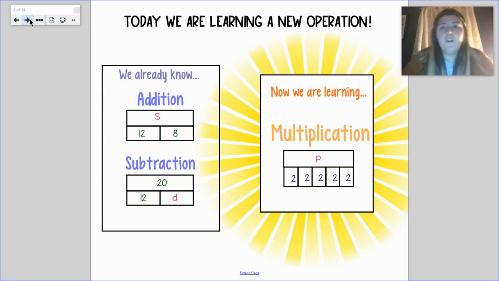All right, today we are learning a new operation. This is just review. We have already learned addition and we have already learned subtraction. We talked about these bar models and we use these bar models. They are not new. So we are taking our focus over to this beautiful little operation called multiplication. Okay, and our bar model is going to look a little funky, but that's okay. It will all make sense as we keep doing it. Okay, so let's keep going.